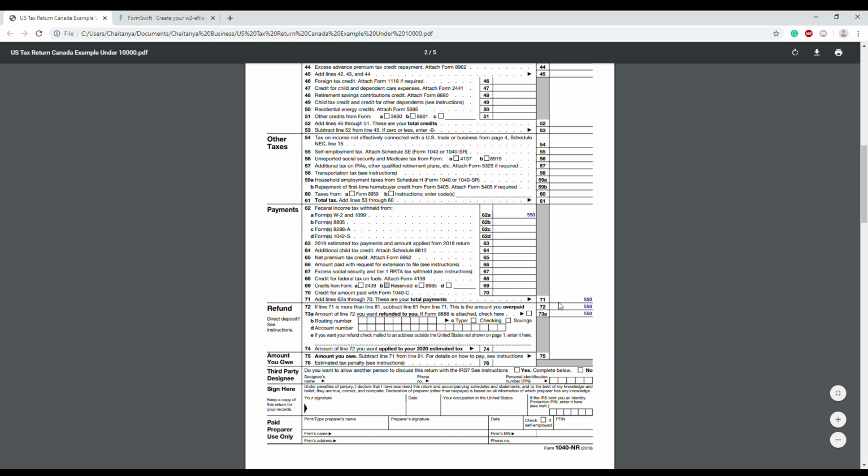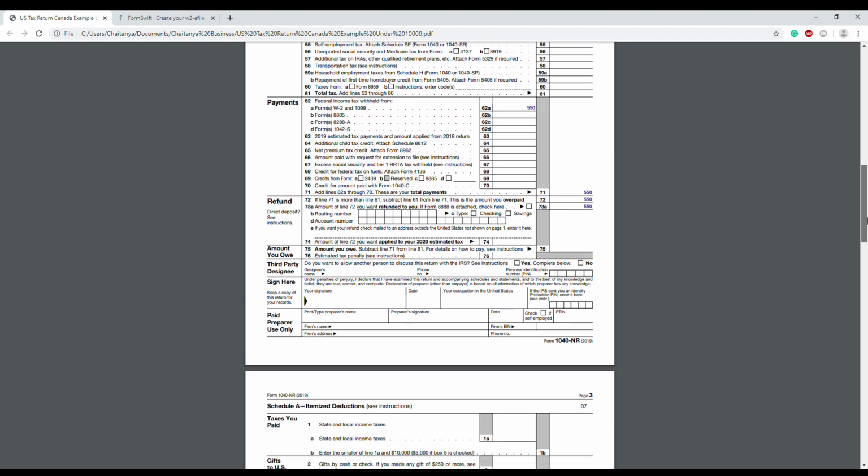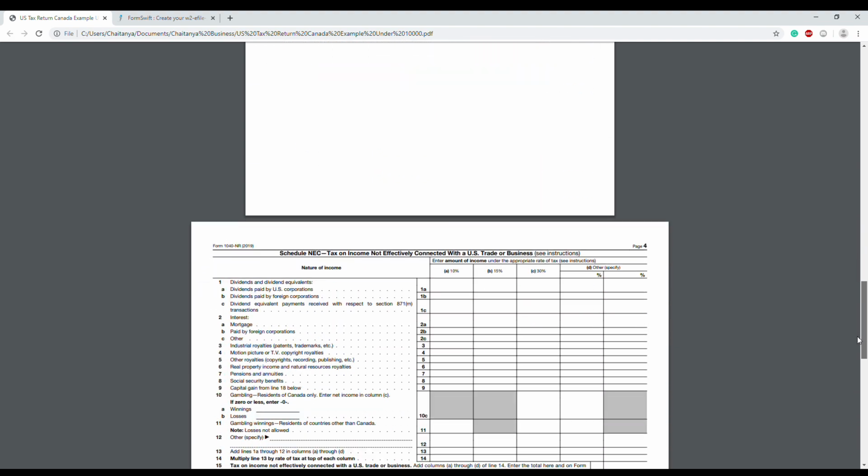Once we've done that, we go down here to line 71 and we total up all of these boxes, which gives us 550. Once we have that amount, we can also put that same amount into line 72 because this amount is more than line 61 here. So here it even states that if line 71 is more than line 61, subtract line 61 from line 71. And this is the amount you overpaid, which means this will turn into a refund, which you put into line 73A. Once you're done that, you can keep scrolling down further and further.